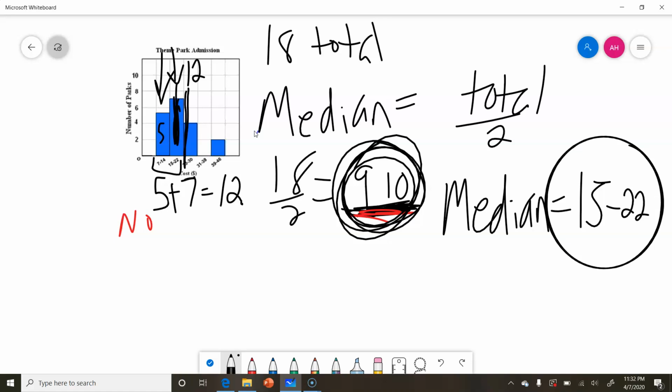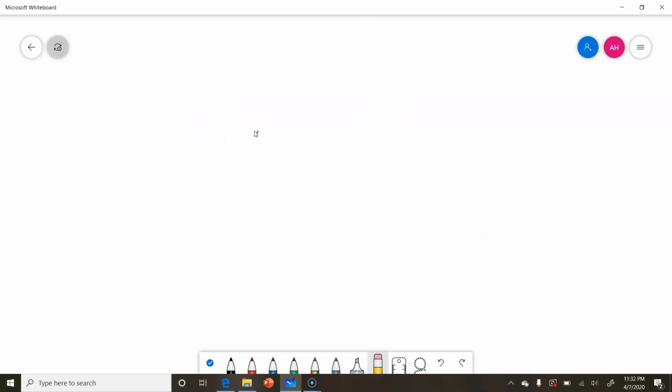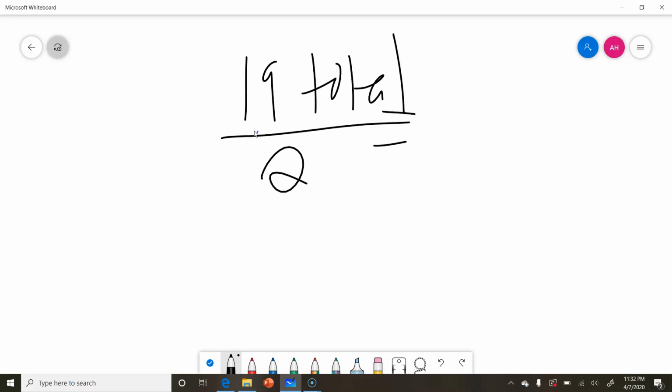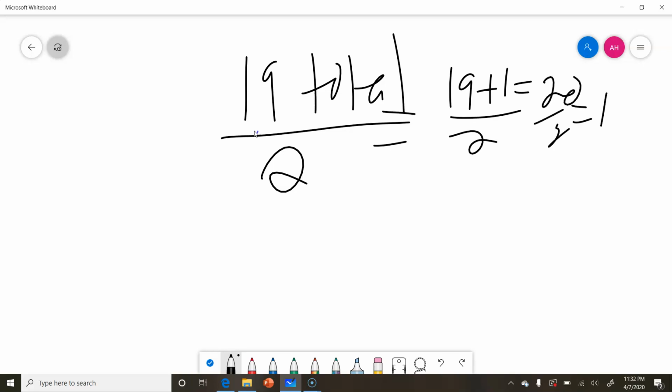Now, if this had been an odd number, I don't want to throw you off, but if you need to pause it, pause it. If this doesn't help you, don't worry about it. Let's say there were 19 total. I would do the same thing, but before I divide by 2, I would do 19 plus 1, which equals 20. 20 divided by 2 is 10. So I'd be looking just for the 10th term instead of the 9th and 10th terms.